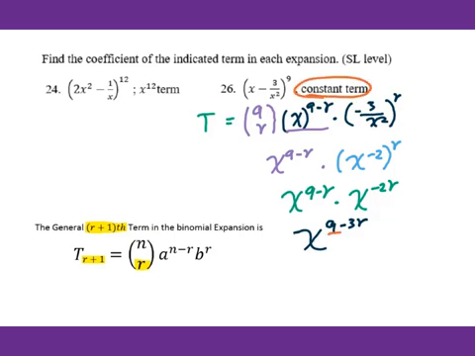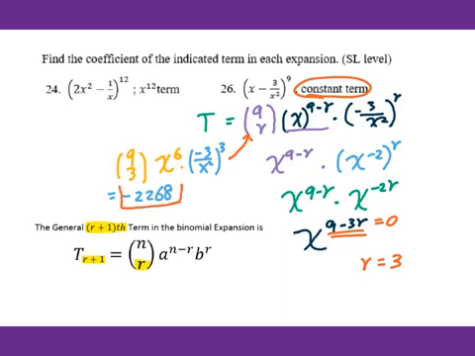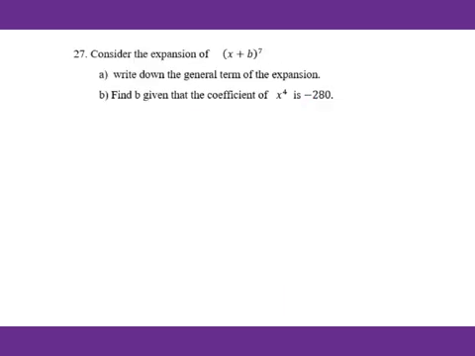Constant term, that means the exponent equals 0. So r equals 3. Then we plug back in here. You will get 9 choose 3, x to the 6th power, times negative 3 x squared, we do 3rd power. So we get, the answer will be negative 2,268.